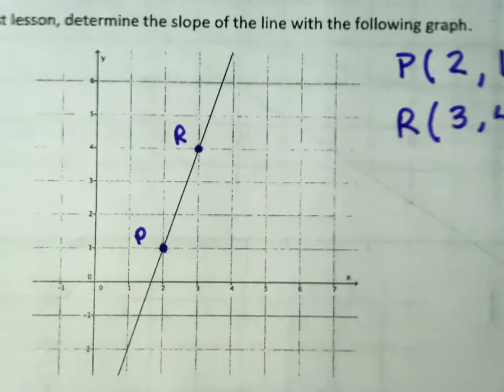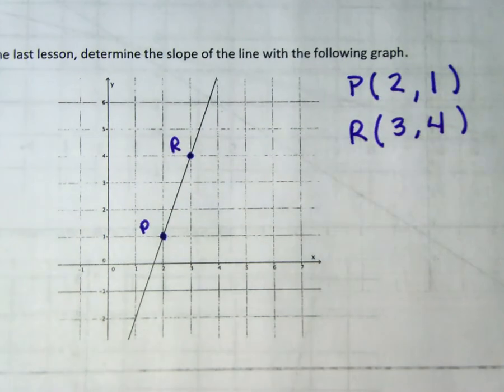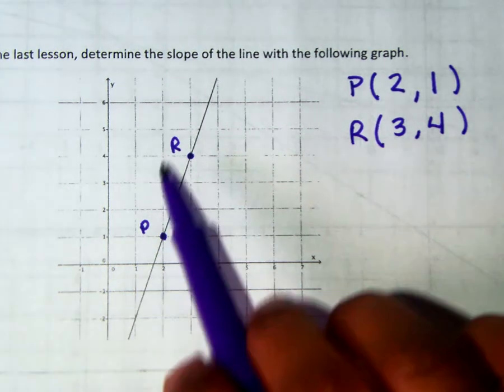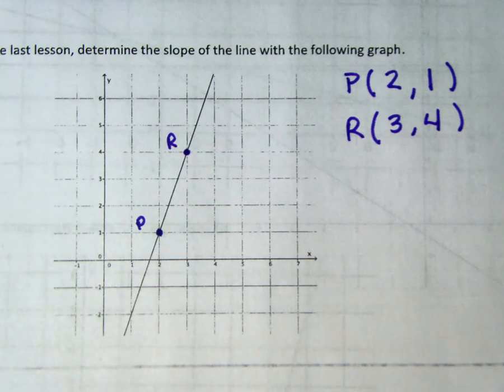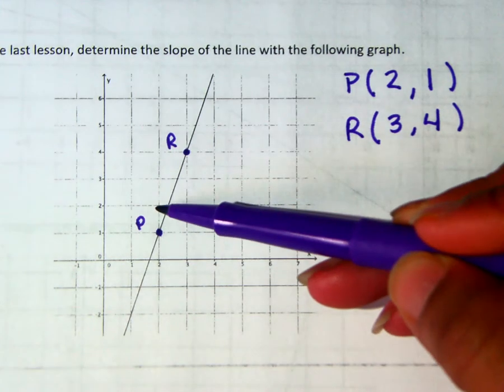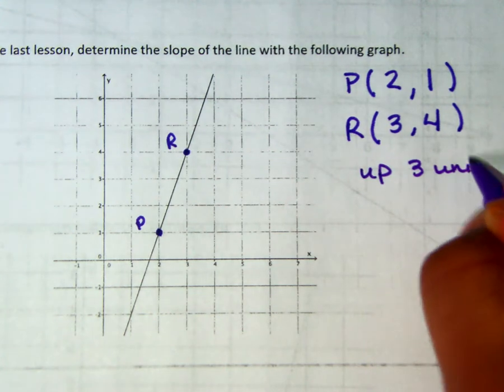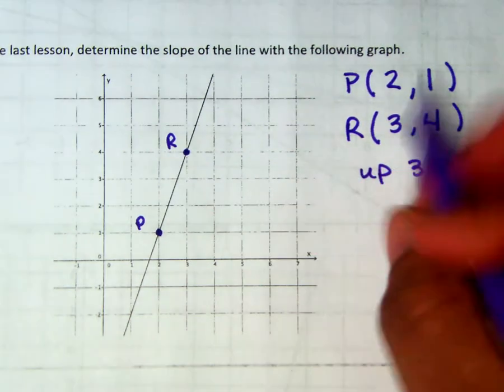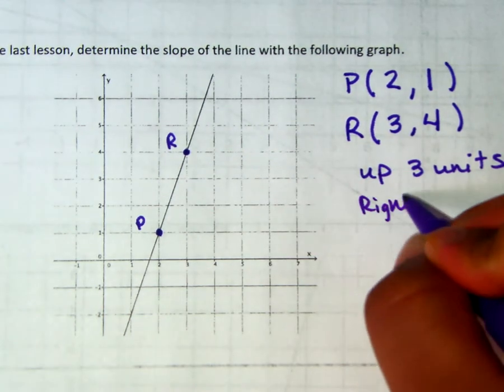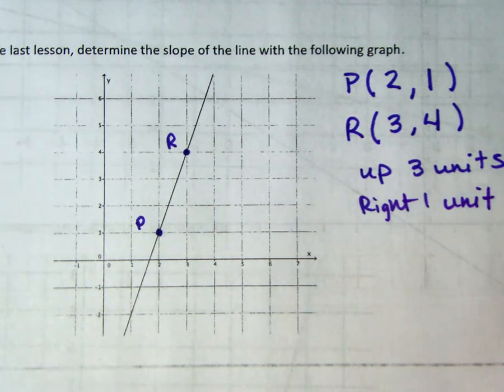So we want to find the slope of this line in the same way that we found the slope in lesson 15. In other words, what directions and units do I need to move to go from P to R? Well, I know from the last unit that I'm going to need to go up 1, 2, 3 units. So I'm going to go up 3 units. Then I'm going to move to the right 1 unit. So we've answered part B.